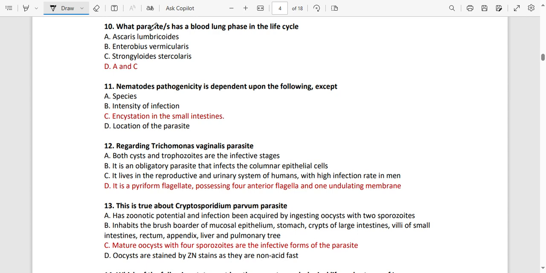Number 10, what parasite or parasites has a blood lung phase in the life cycle? For these guys that travel or move to the blood and then to the lungs, you are going to see them associated with Loeffler's syndrome. So Ascaris is one of those guys. Strongyloides stercoralis. Any other that you know that causes Loeffler syndrome?